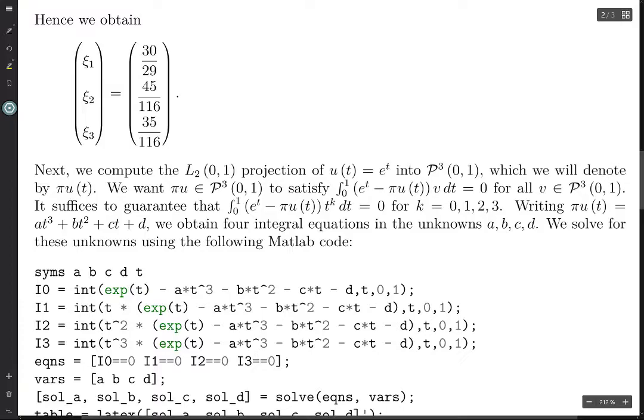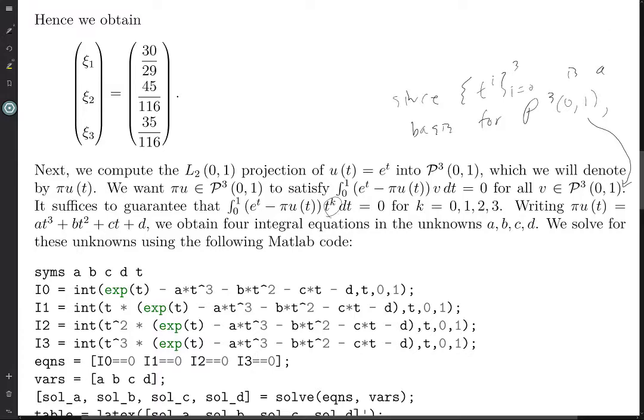And so let's see here. We know that v has a basis given by t^k. So we have t^i from i equals 0 to 3 as a basis for P3. It suffices to guarantee that this integral is 0 for all of these basis elements here. So this t to the power of k, those are the basis elements.